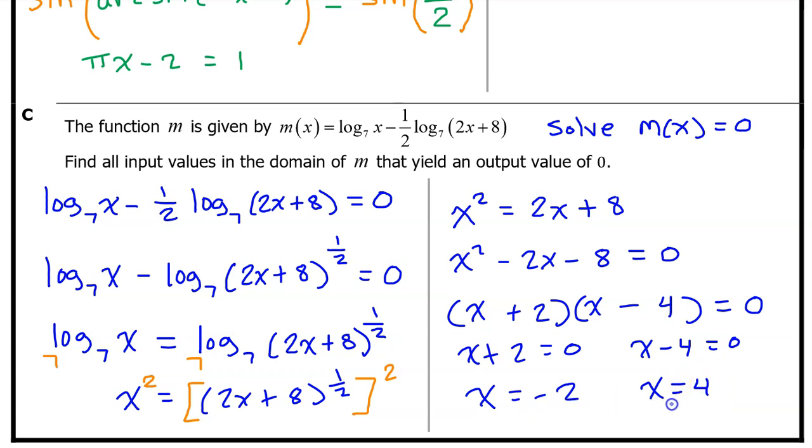But we must be careful to check for extraneous solutions. You cannot take the log of 0 or any negative number. So you need to make sure that plugging either of these back into the original equation does not have you taking the log of a negative number. Because of this expression, with the log of just plain x, x cannot be any negative number. So this is extraneous. This is out. 4 is fine. So x equals 4 is the only solution to this equation.